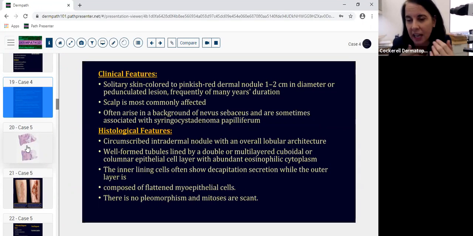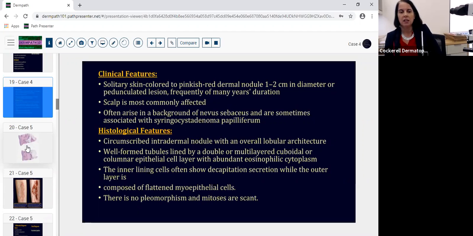Typically, they're 1 to 2 centimeters. This lesion was over a centimeter in diameter. They usually stick around for many, many years. It's most commonly on the scalp and arises in a background of nevus sebaceous and sometimes associated with syringocystadenoma papilliferum to further cloud the picture.